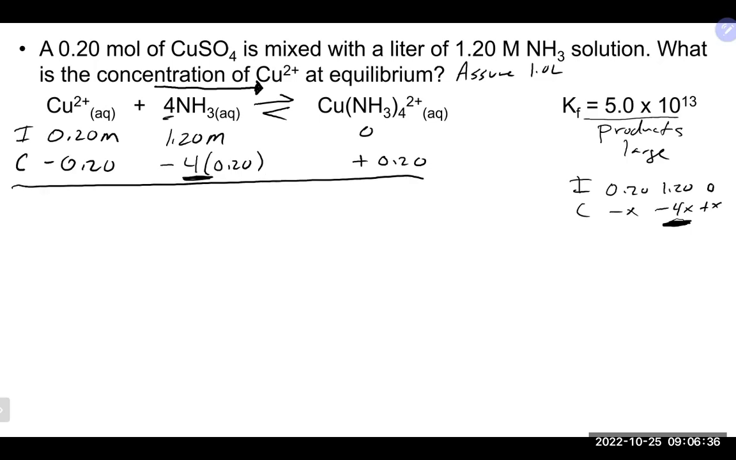That means when we get to the end here, we're going to have 0 of that guy. We're going to have 1.2 minus 4 times 0.2, which is going to give us 0.4 and 0.2 molar at this point. Any questions on that there?